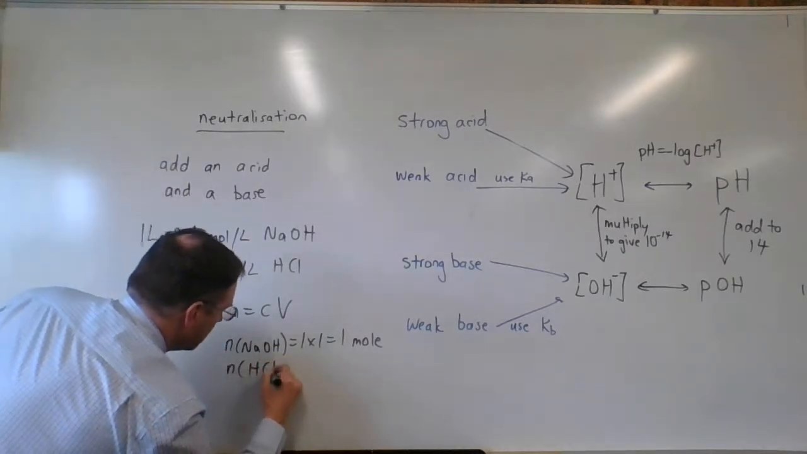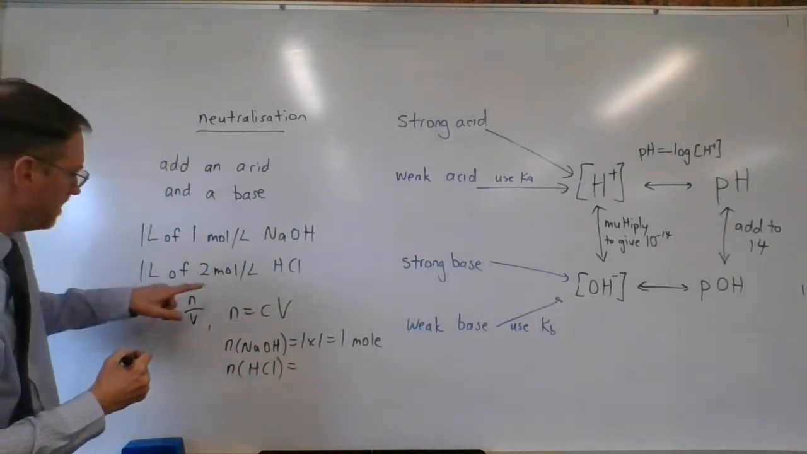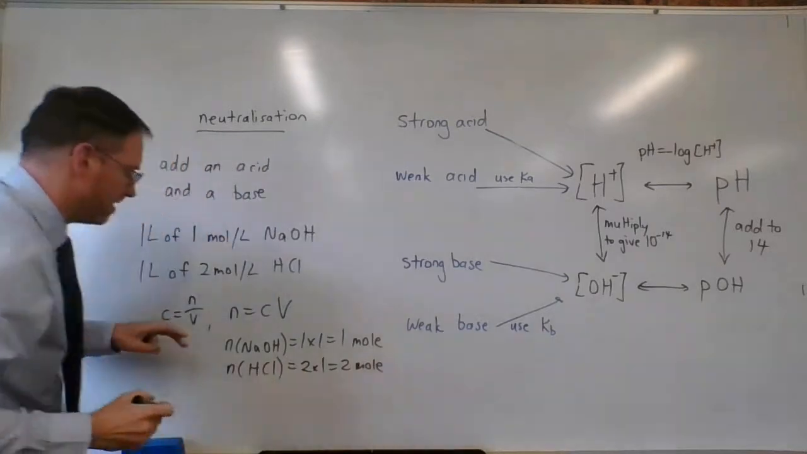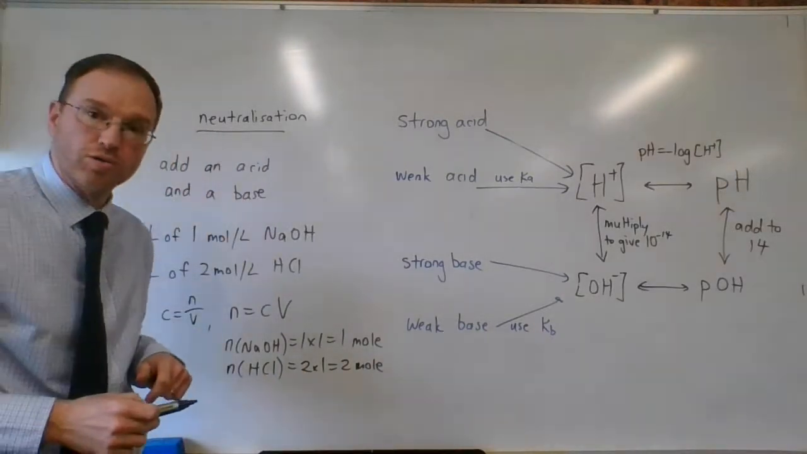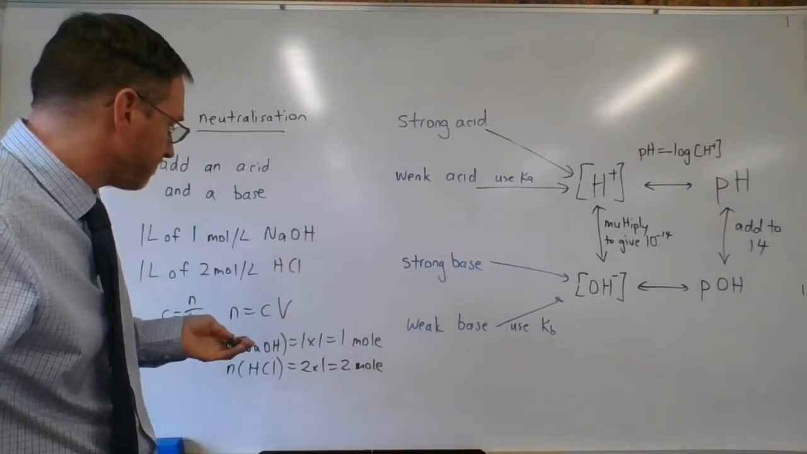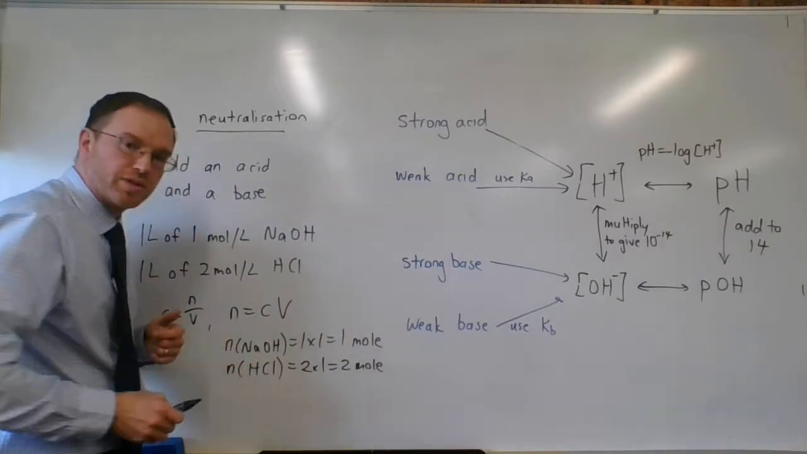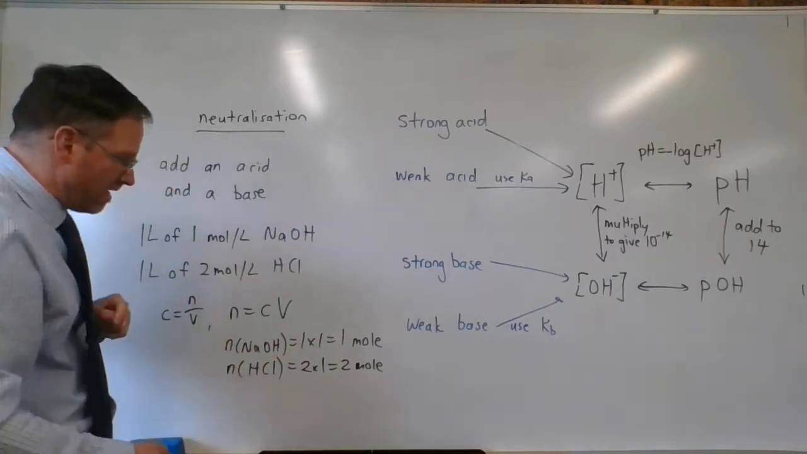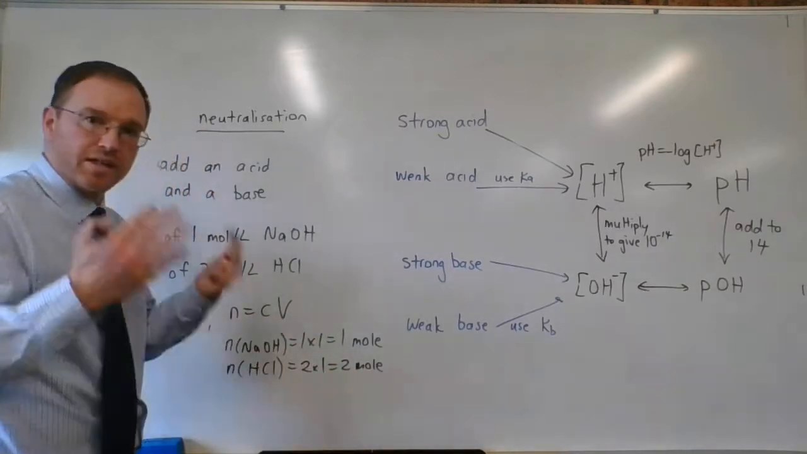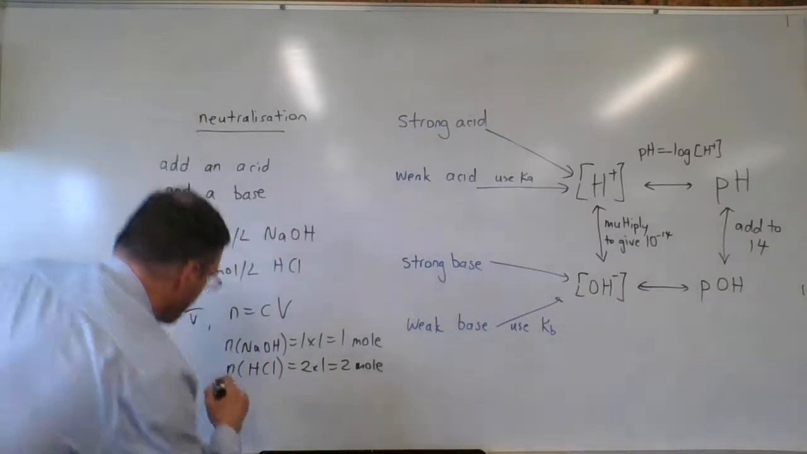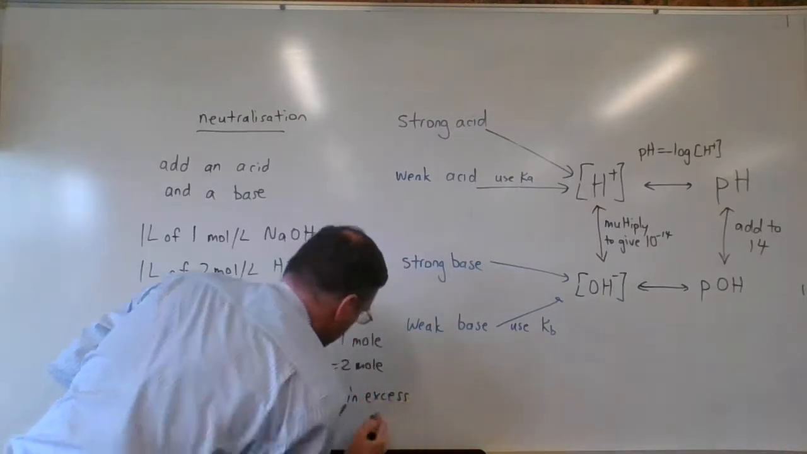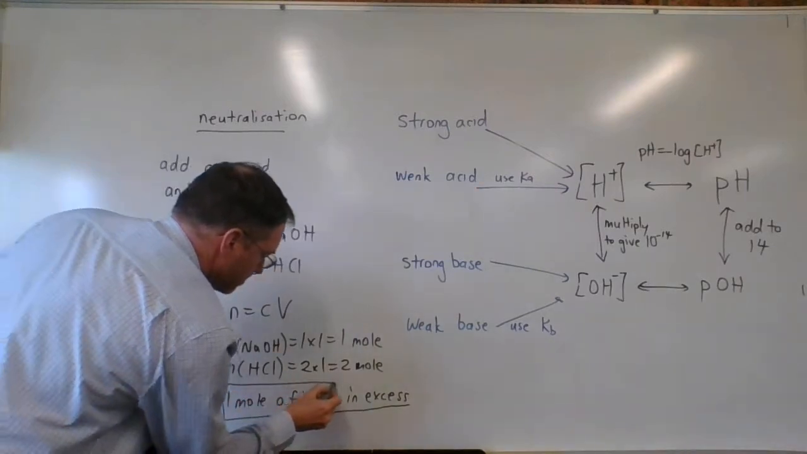The moles of HCl is CV: concentration is 2 moles per litre, times 1 litre is 2 moles. So I have 1 mole of sodium hydroxide and 2 moles of hydrochloric acid. Now I would need a balanced equation, because to work out which one's in excess, I need to know how many moles of this react with each mole of this. In this case, it is 1 to 1. And so if I have 2 moles of the acid and 1 mole of the base, and they react in a 1 to 1 stoichiometric ratio, I'm going to have 1 mole of HCl in excess.